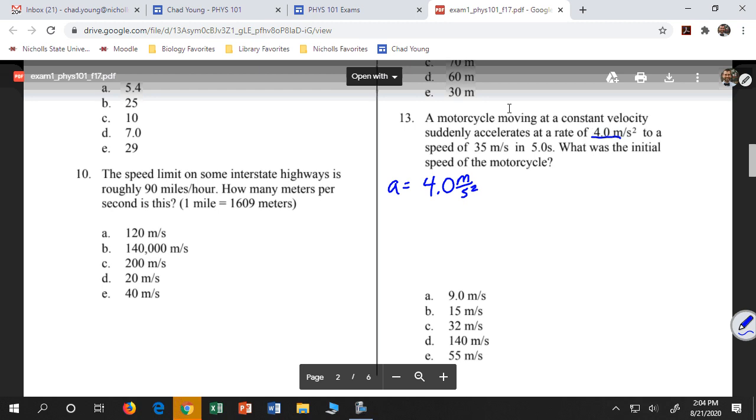What you have to be careful of with the acceleration is determining whether it is positive or negative, because I don't always tell you that. In fact, I don't usually give you the sign of the acceleration. But in this case, it's moving at a constant velocity, and then it starts accelerating. If my velocity is positive, which it is because it comes up to 35 meters per second, it's speeding up, so the acceleration is also positive. You probably would have assumed that in this problem. The final speed is 35 meters per second, and it does that in a time of 5 seconds. And I want to know what is the initial speed of this motorcycle.